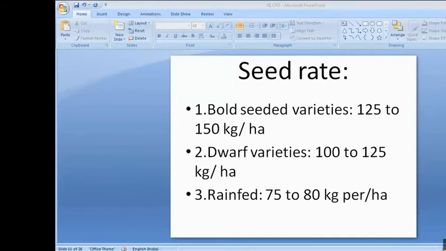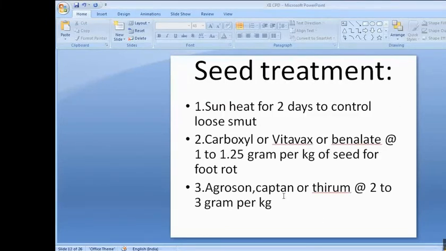In case of other varieties or other conditions. Okay, now let us go to another: seed treatment. Seed treatment is to be given before storing of the seed. Secondly, seed treatment is given before sowing.